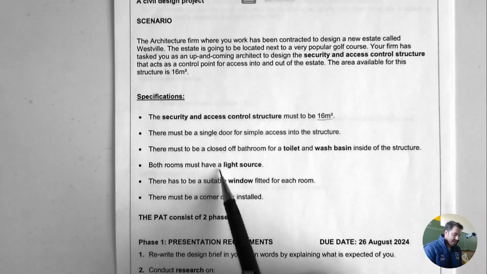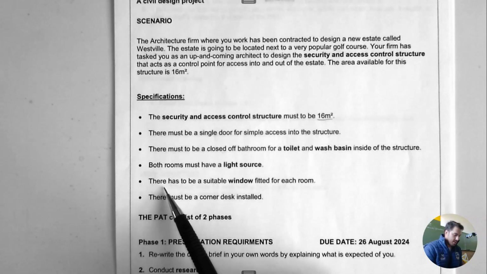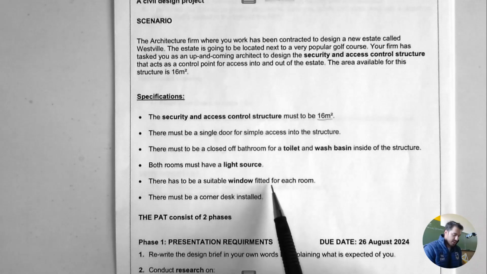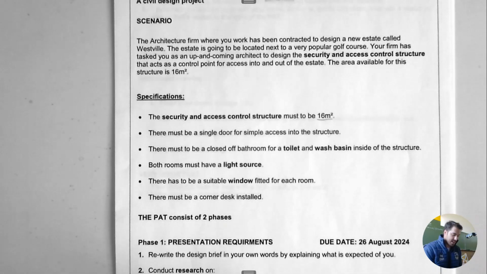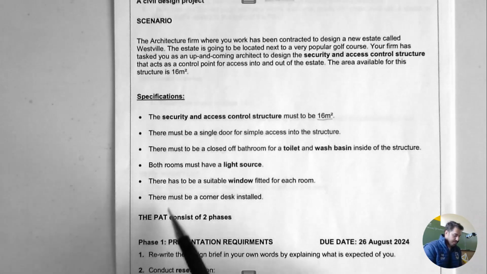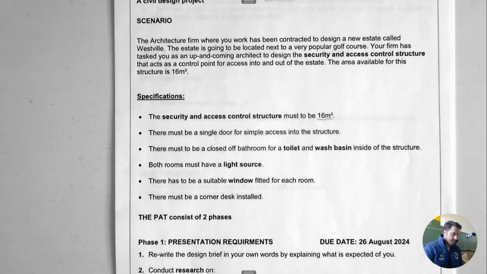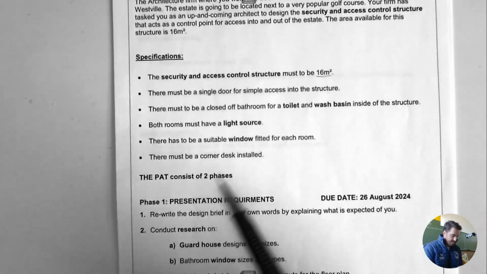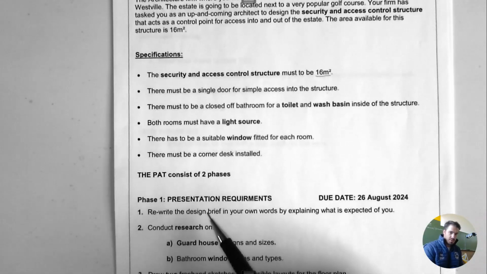Both rooms must have a light source. There has to be a suitable window fitted for each room. We've already discussed where window schedules are fitted for different types of rooms. You'll have to do research on this. There must be a corner desk installed. Alright, so these fixtures and these specifications have to be in your floor plan. You can't get around without them. Alright, so that is basically what you have to put in your project.